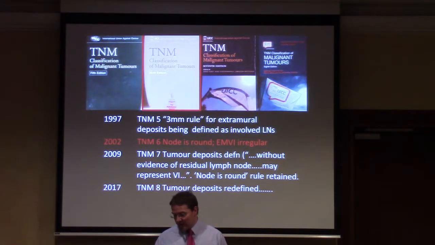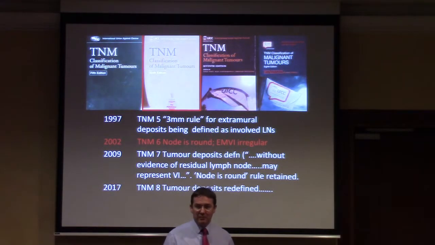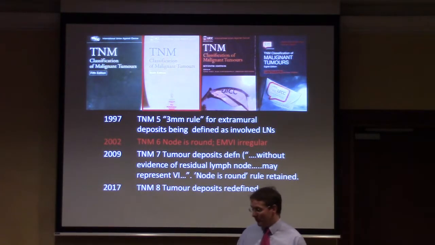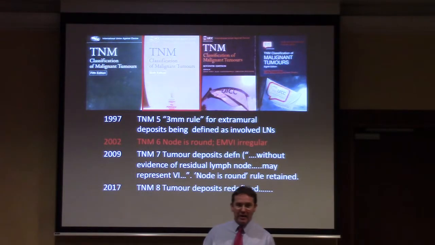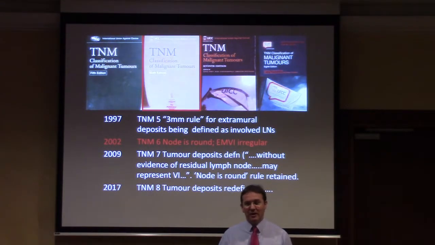So TNM6 in 2002 got rid of the 3mm rule and replaced it with this: lymph node is round, EMVI is irregular. Very arbitrary, pretty difficult to assume.